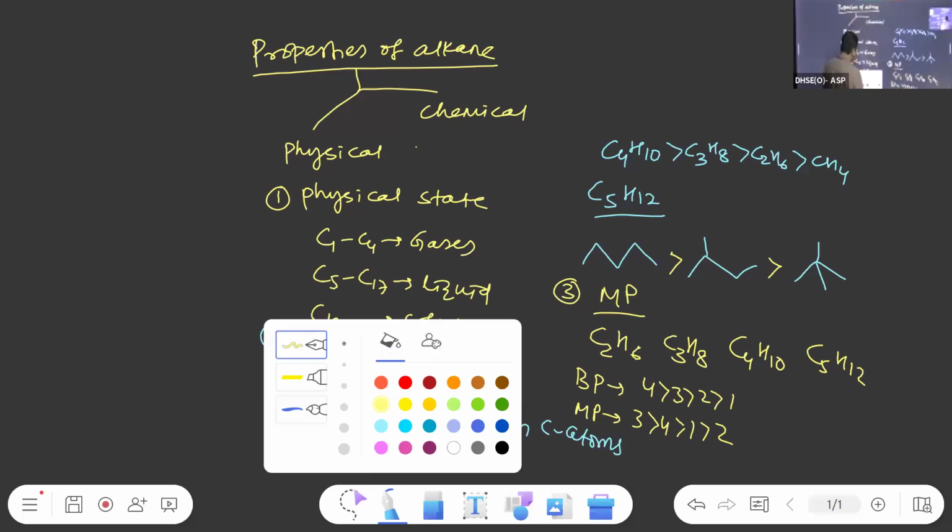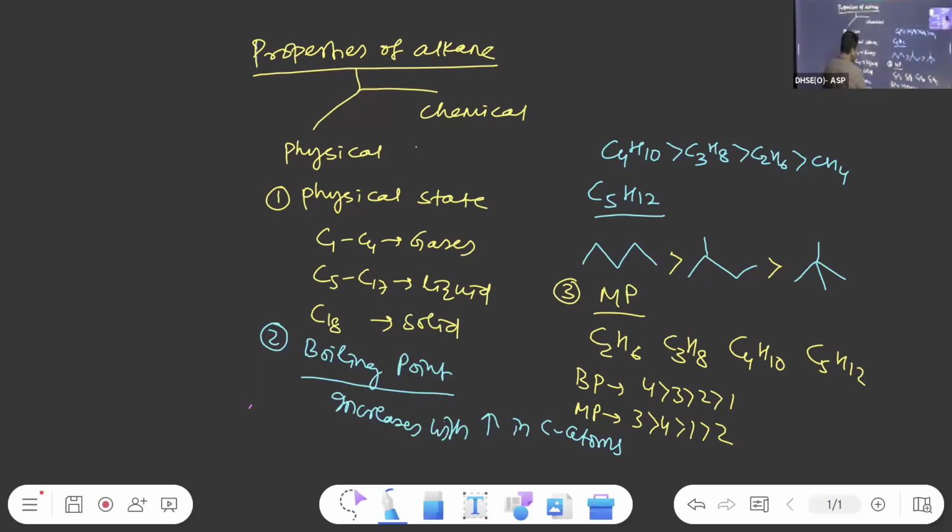Here the boiling point changes alternatively. Exchange happens between 3 and 4, and also between 1 and 2. Melting point: according to molecular mass 4 should be greater than 3, but here it is 3 greater than 4. Then 2 should be greater than 1 according to the molecular mass, but here it is just reverse, that is 1 is greater than 2. Wherever the change happens alternatively, the name is alternation effect.